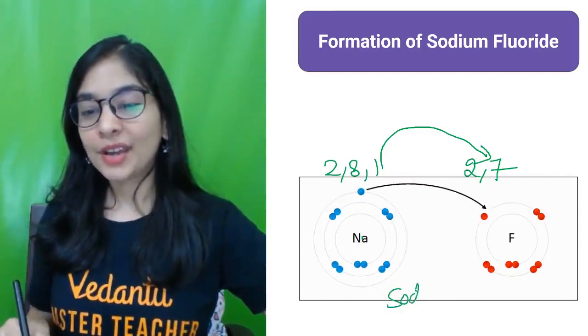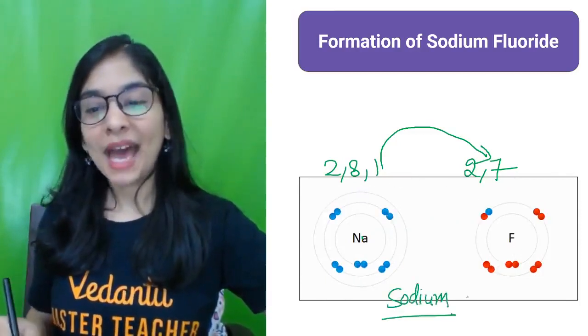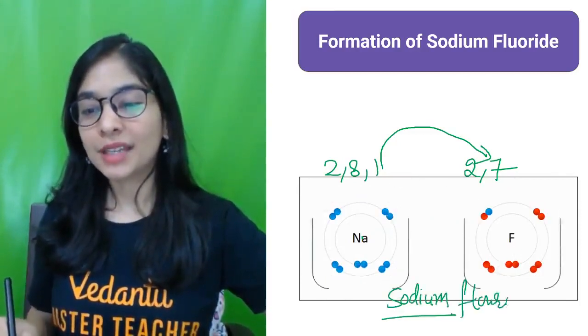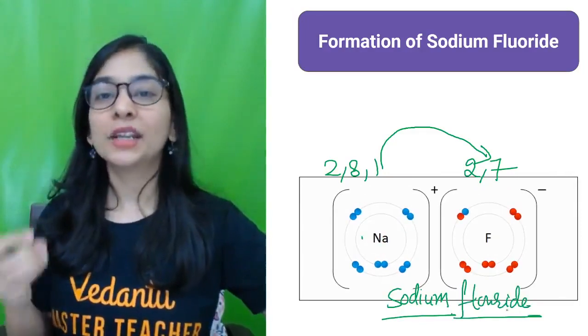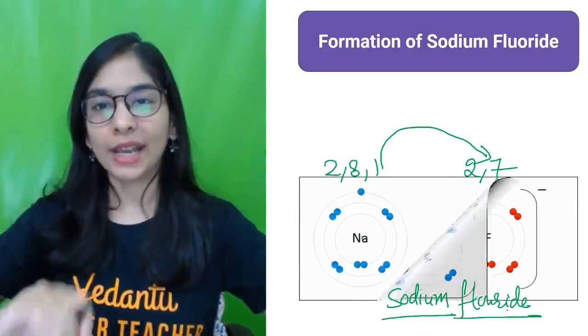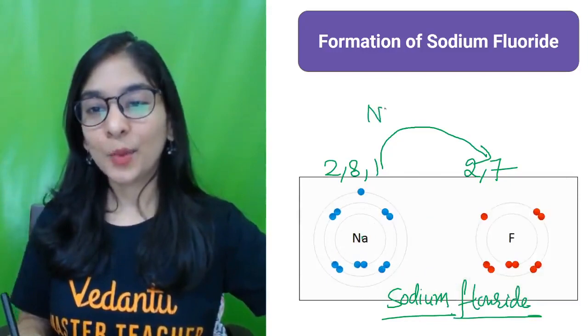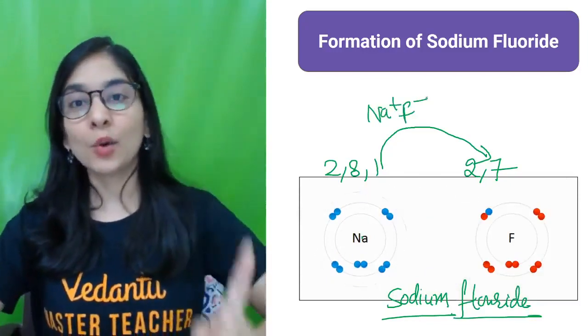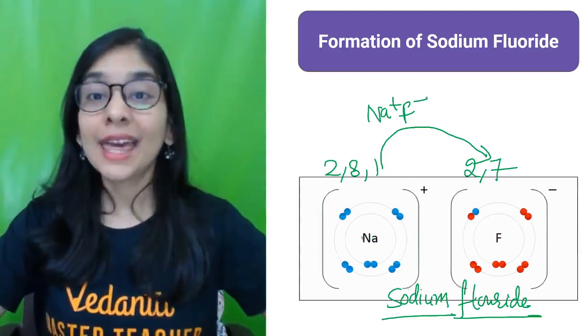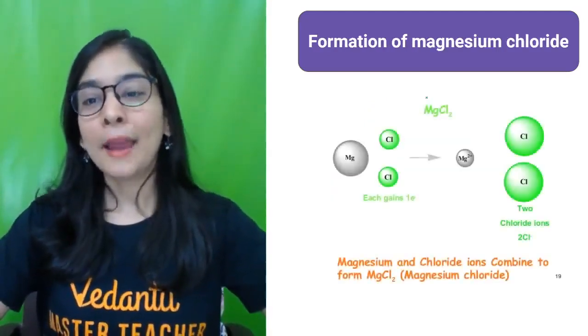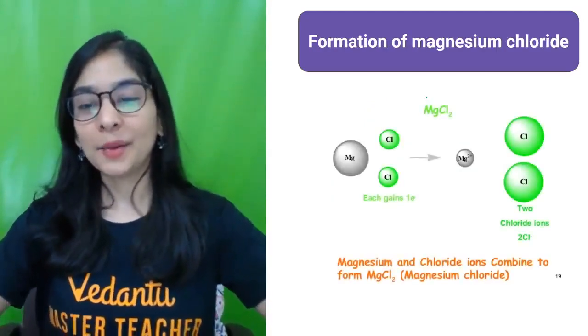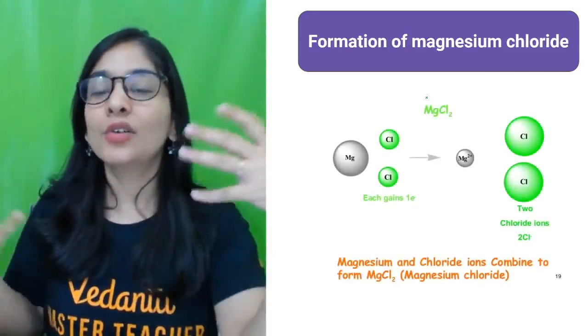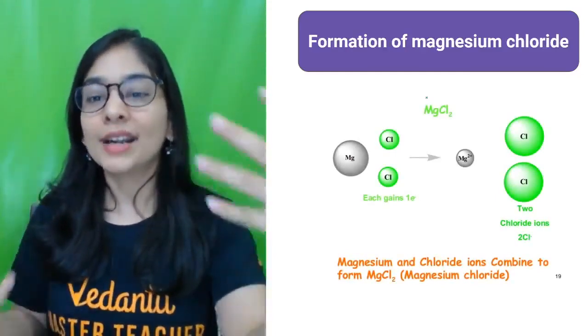So the name of the compound will be the metal's name as such, and in the name of the non-metal, we have to end it with -ide. So sodium fluoride. Okay. Sodium with one positive charge, fluorine with one negative charge, because of loss of one electron and gain of one electron. That's what your ionic compound is. Metal will lose, non-metal will accept. This is one more example to make the concept better and more understandable.